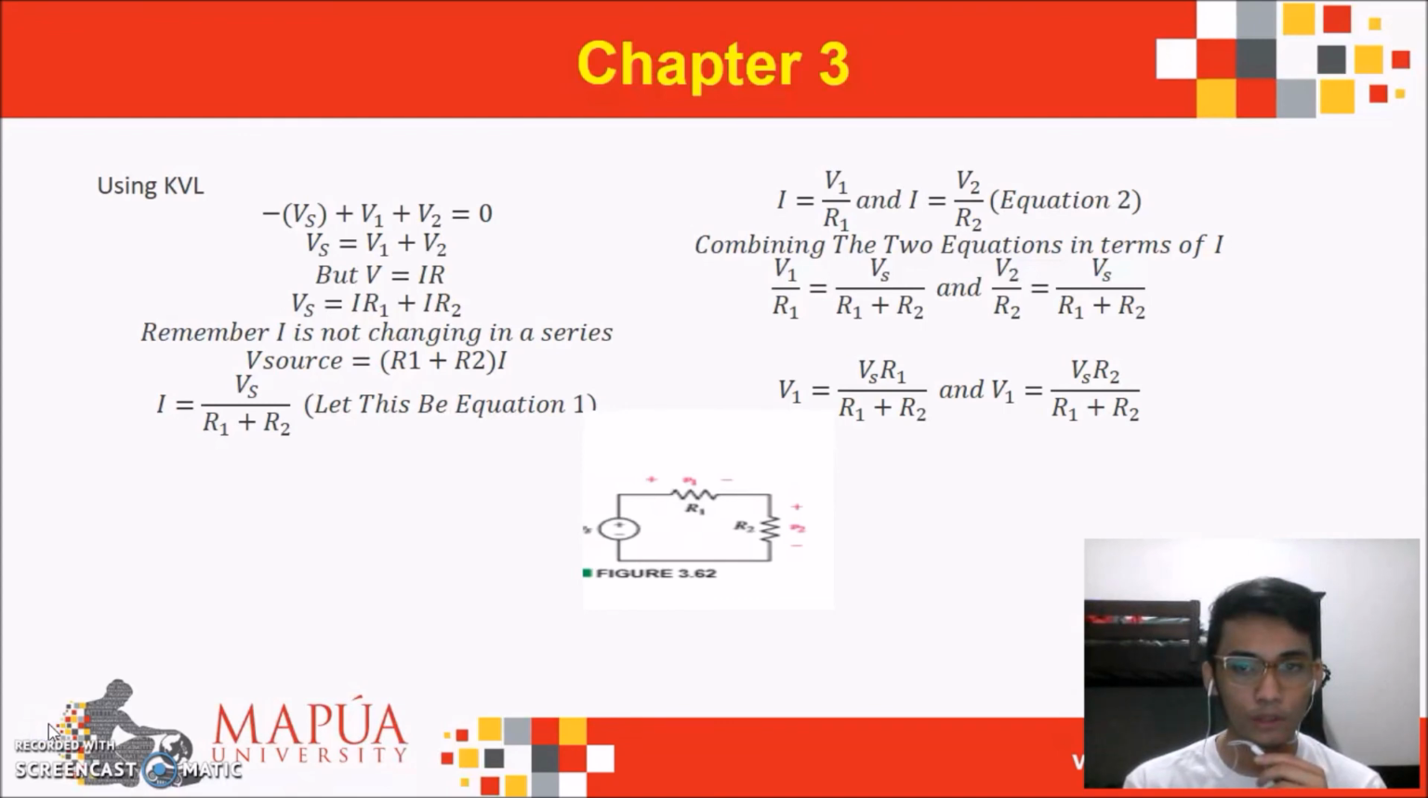Combining the two equations in terms of I, it will become V1 over R1 is equal to voltage source over R1 plus R2. And V2 over R2 is also equal to voltage source over R1 plus R2. Isolating the voltage 1 is now equal to the product of voltage source and resistance number 1 over the quantity R1 plus R2. And voltage number 2 is also equal to voltage source times resistor number 2 over R1 plus R2. With this, we prove that the derived equations are correct.